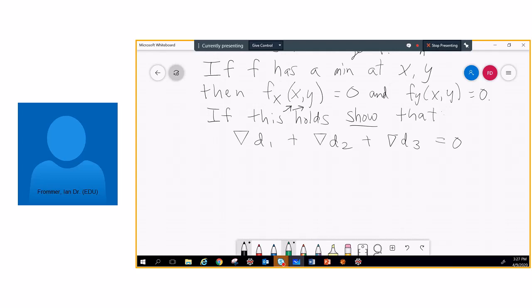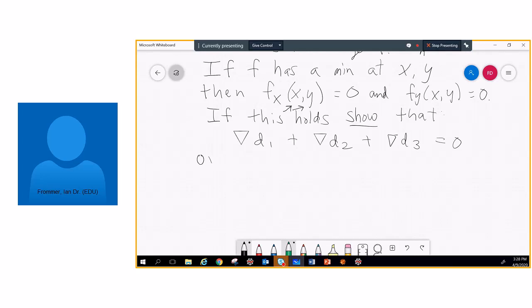So we're going to work with this sum of gradients and show that it ends up equaling 0, assuming that we're at the min. So you're somewhere inside the triangle, computing these gradients. The gradients are giving you an indication of how quickly the distance to the point is changing. And at the min, according to this part, the sum of those gradients ends up being 0. So let's see how that works.